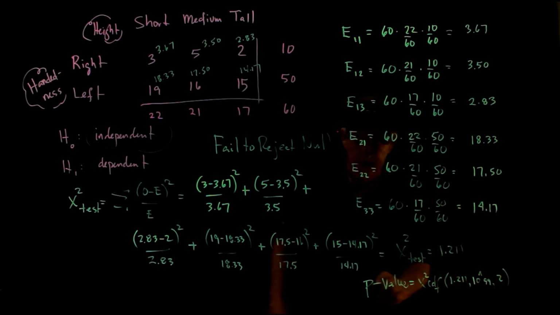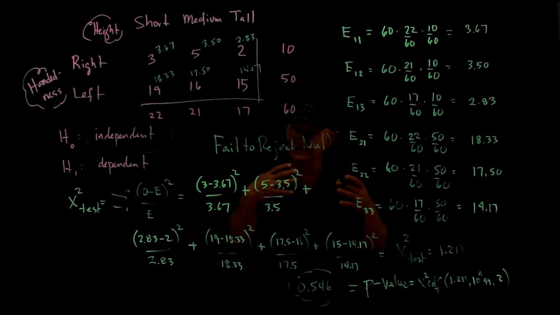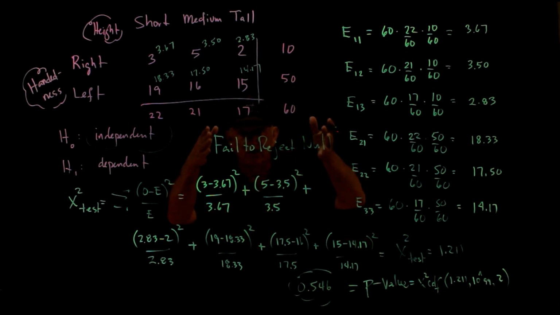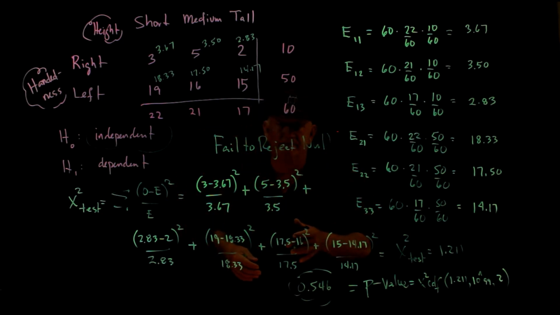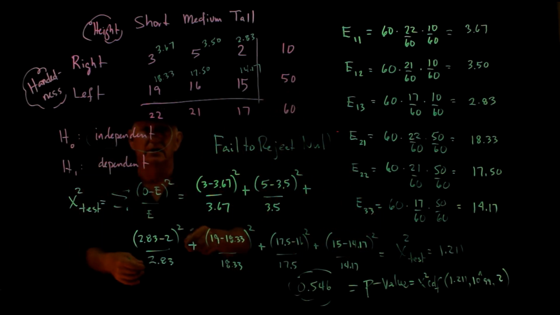And if we run that, we get 0.546. Trust me, I've done that. So 0.546 is a big number. That means that you failed to reject the null. All right? And if you fail to reject the null, you have to keep the null. That means that this pink data is independent.